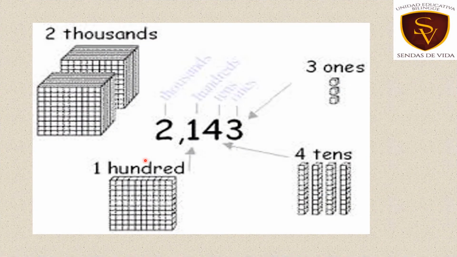Look at this. In this case, we have 2 cubes. So that means 2 thousands. 2,000, and it's here, and we say 2,000. We have the comma here. 100, and 43. How many tens do I have? 1, 2, 3, 4 tens. And finally, 3 ones. 1, 2, and 3.